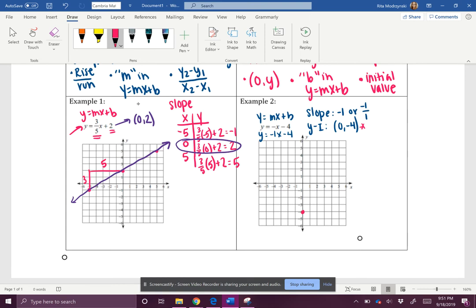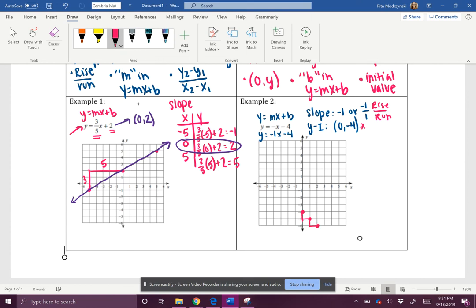Now my slope is negative 1 or negative 1 over 1. So since we know slope is rise divided by run, I'm going to rise negative 1, which means I go down 1 unit, and I'm going to run 1. So that's my new point. I'm going to follow that same pattern a few times. Rise negative 1, run 1.